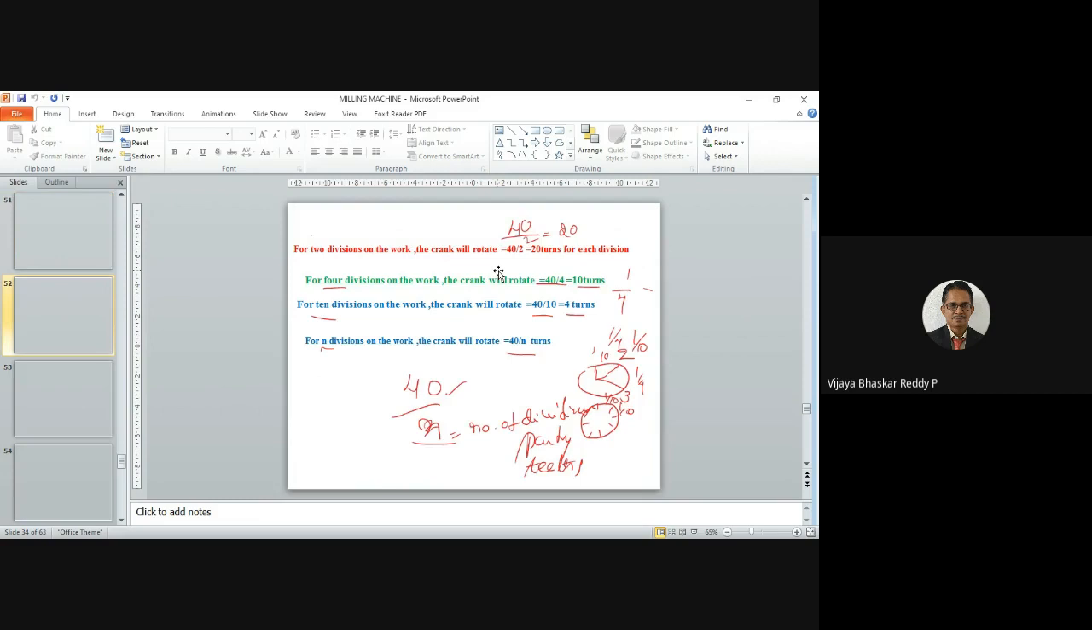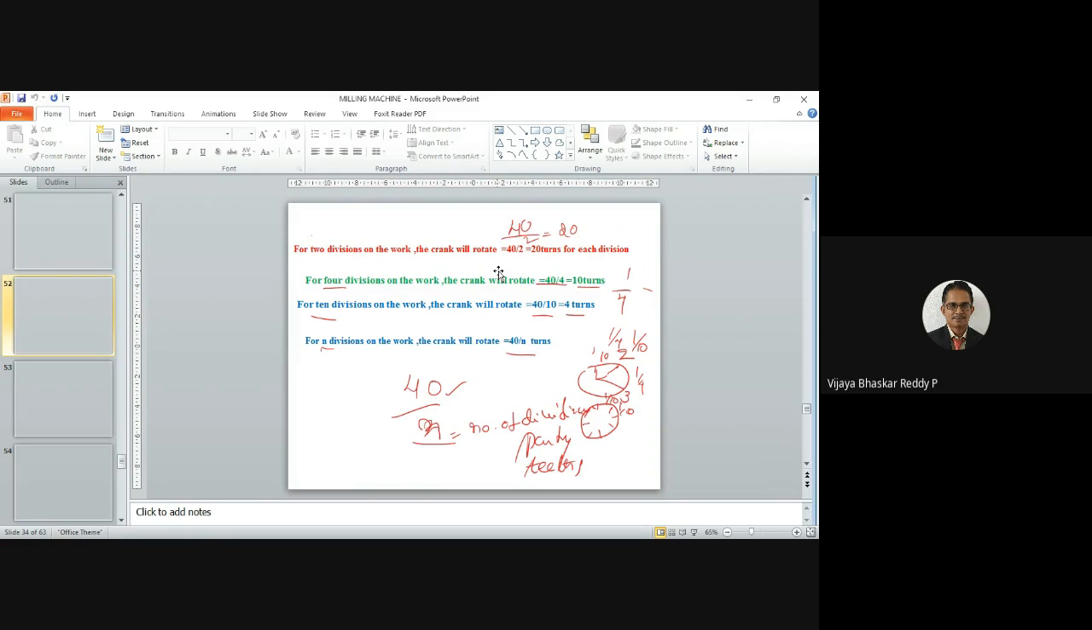Suppose you want to divide into two divisions, that is 40 by 2. For four divisions, 40 by 4. For 10 divisions, 40 by 10. Because the standard is a 40-teeth wheel, that is why we can divide it like this. So if n divisions are required, we use 40 by n turns. Here the number of divisions we need to obtain is called n.